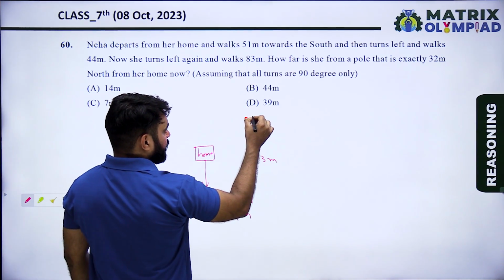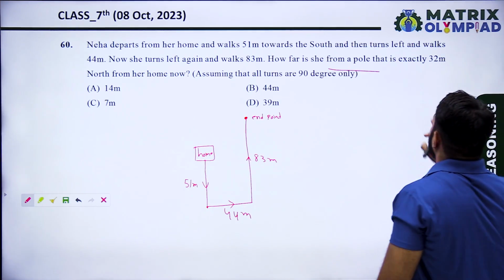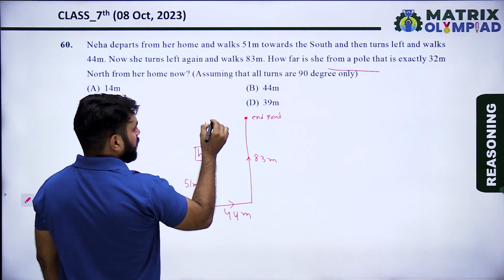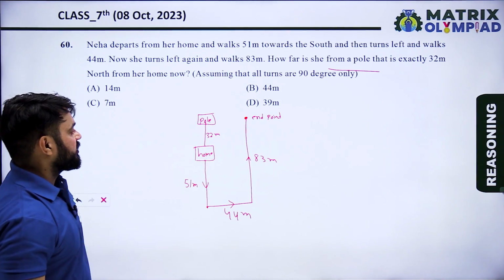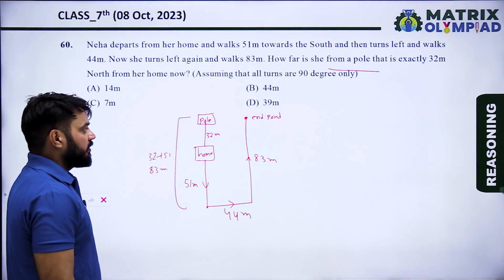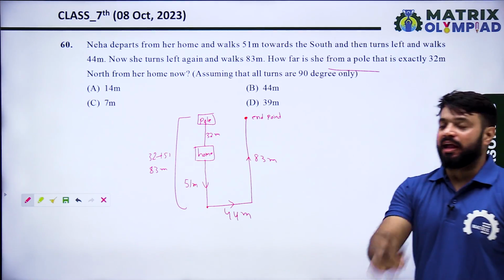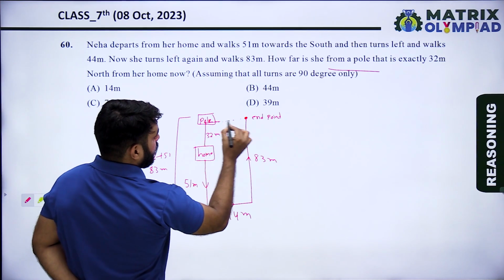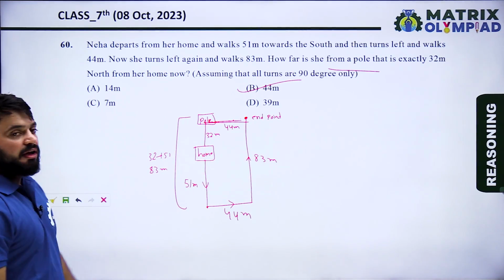Okay, that is the end point of Neha. How far is she from a pole that is exactly 32 meters north from her home? Okay, so the distance of the pole from home is 32 meters towards the north direction. So total is 32 plus 51, it means 83 meters. Both are equal lines, so the pole and the end point of Neha will be on the same line. So the distance between the pole and the end point is 44 meters. That means option B is the correct answer. Okay, thank you everyone.